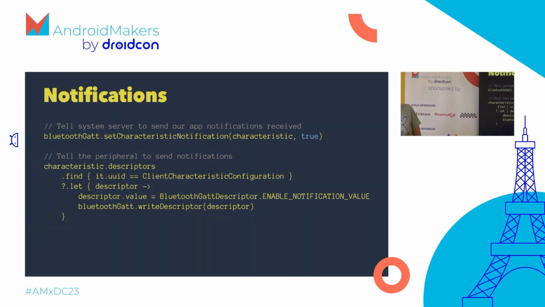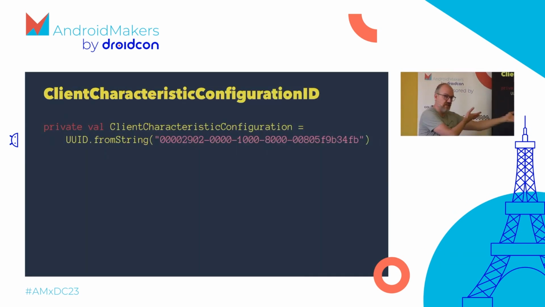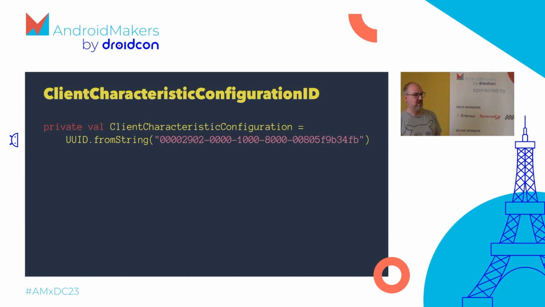I share it here because it's hard to find. This is the value. It's always this value. I don't know why they didn't add a constant. It can theoretically be a different value if the people who designed the peripheral did it badly, because it's just a UUID basically. But this is a well-known UUID in the Bluetooth world.